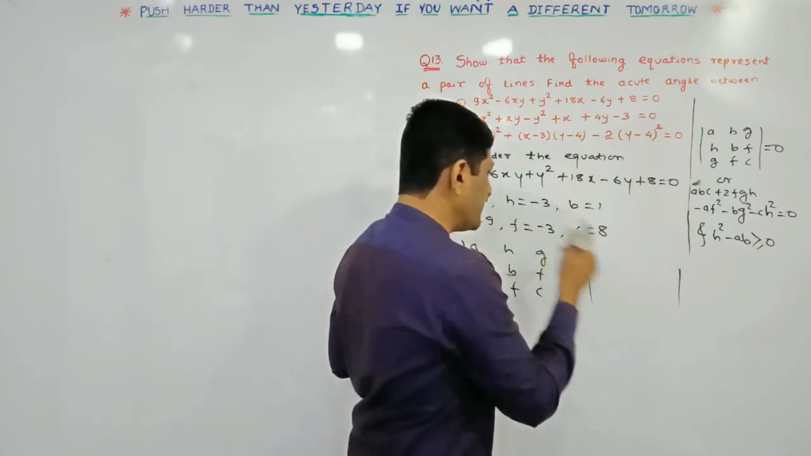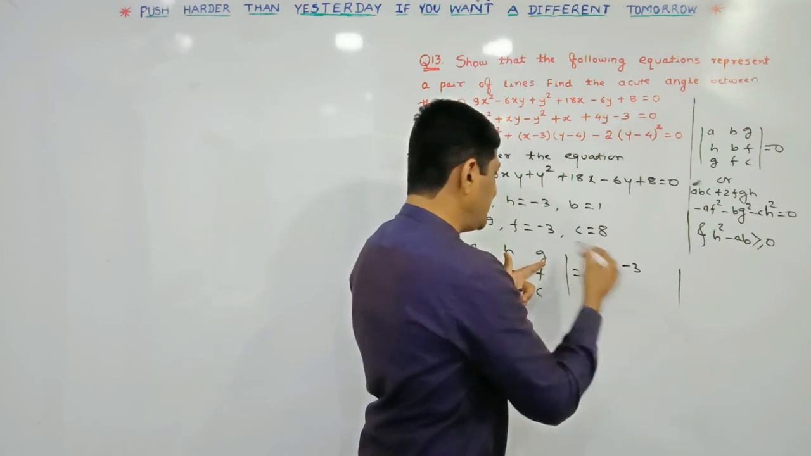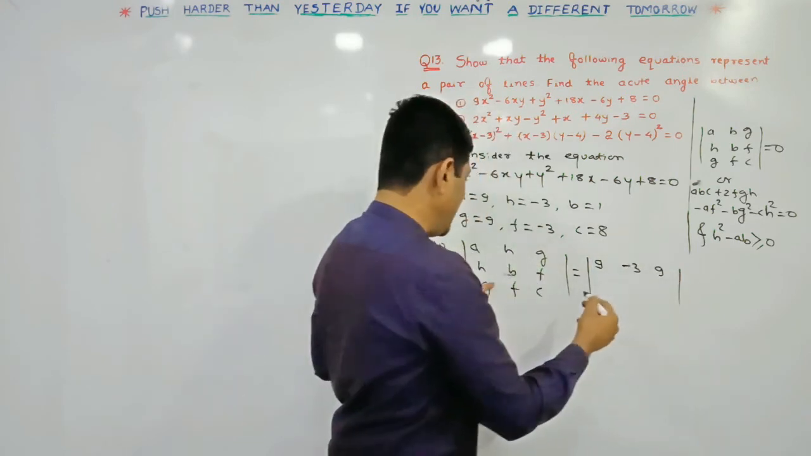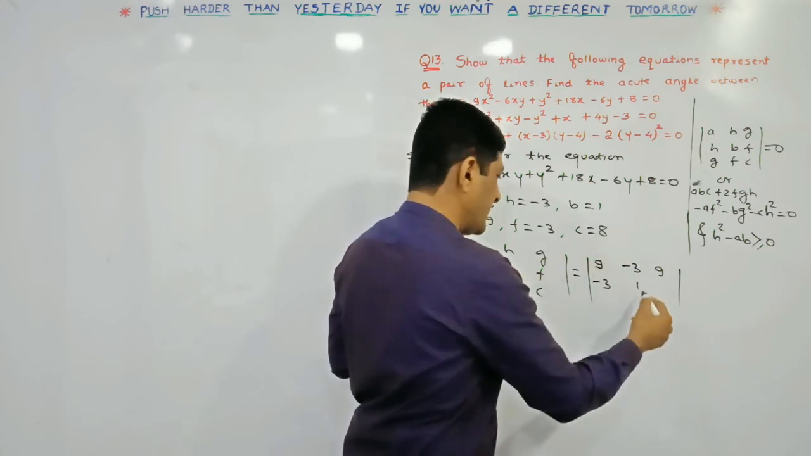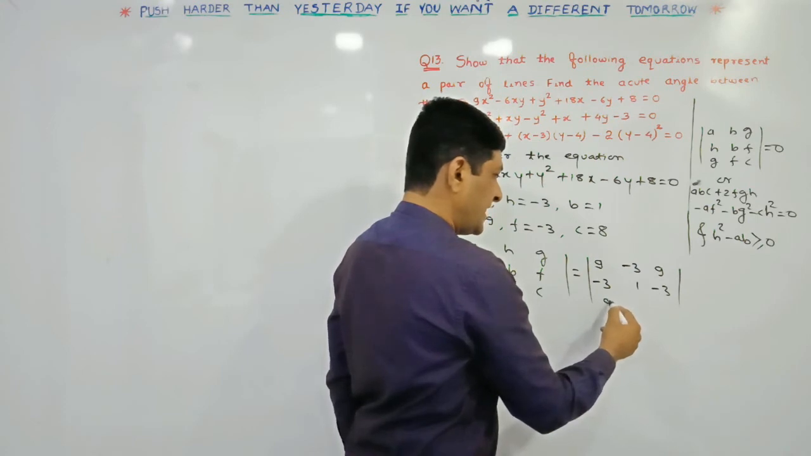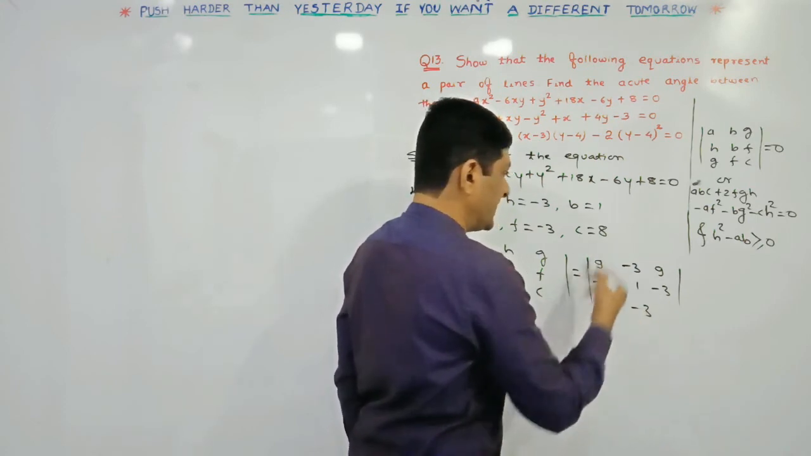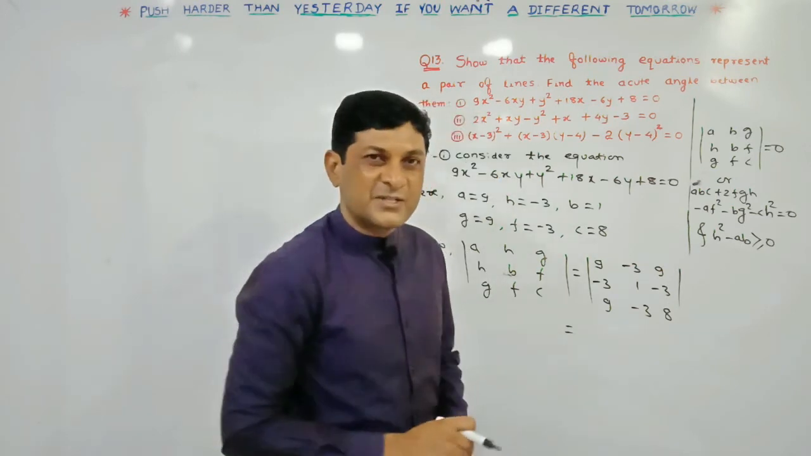Now a can be replaced by its value 9, h will be equal to minus 3, g is equal to 9. Again h is equal to minus 3, b is equal to 1, f is equal to minus 3, g is equal to 9, f is equal to minus 3 and c is equal to 8. Once the values are substituted, simplify this determinant.